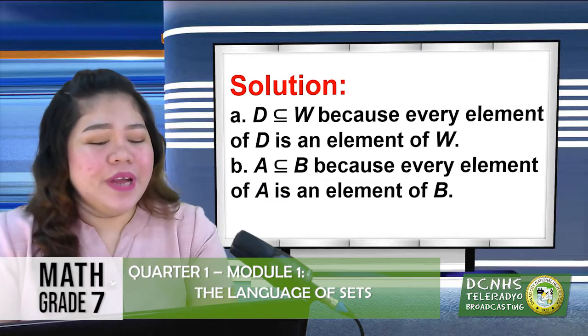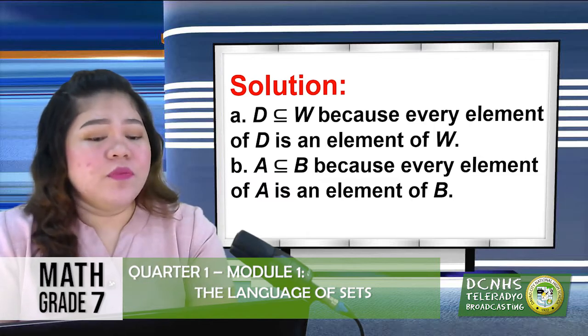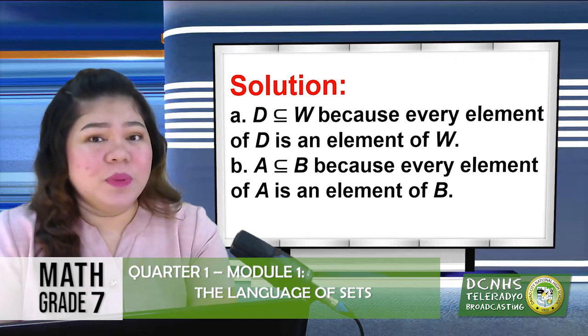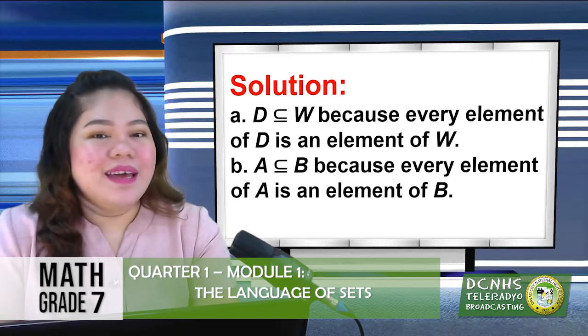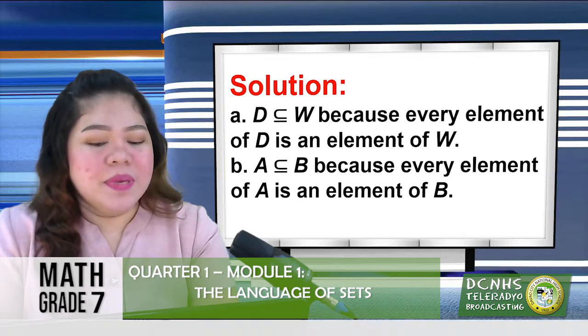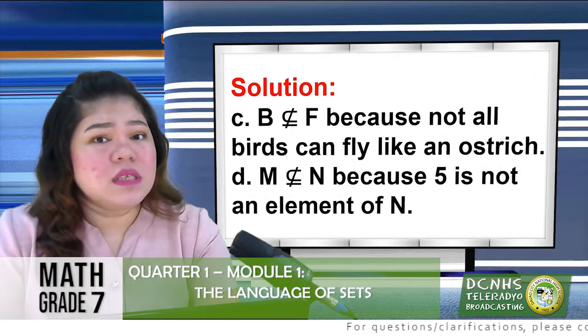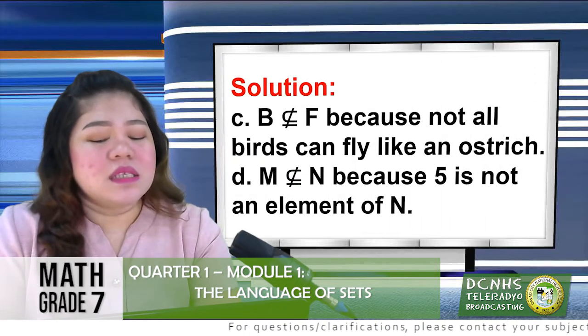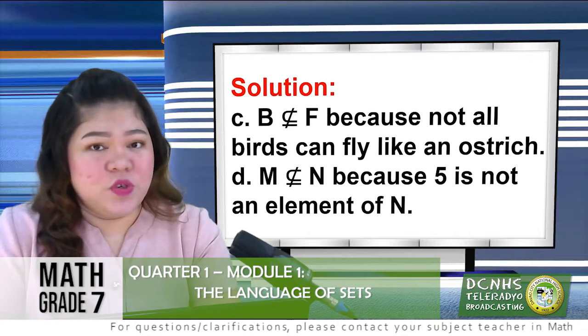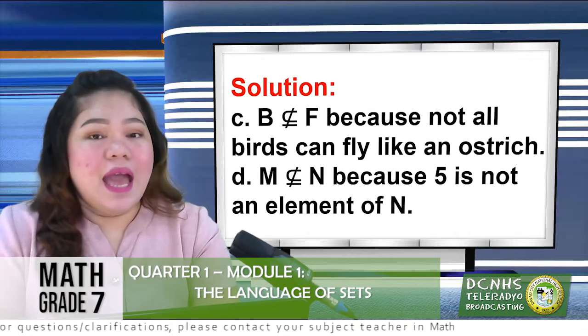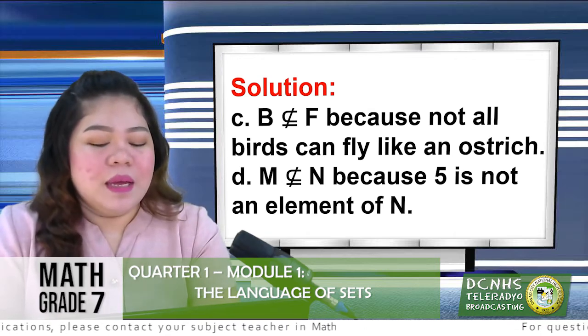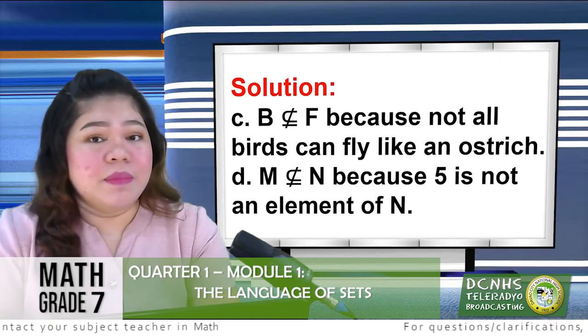Solutions. For letter A, D is a subset of W because every element of D is an element of W. Letter B, A is a subset of B because every element of A is an element of B. Letter C, B is not a subset of F because not all birds can fly like an ostrich. Letter D, M is not a subset of N because 5 is not an element of N.